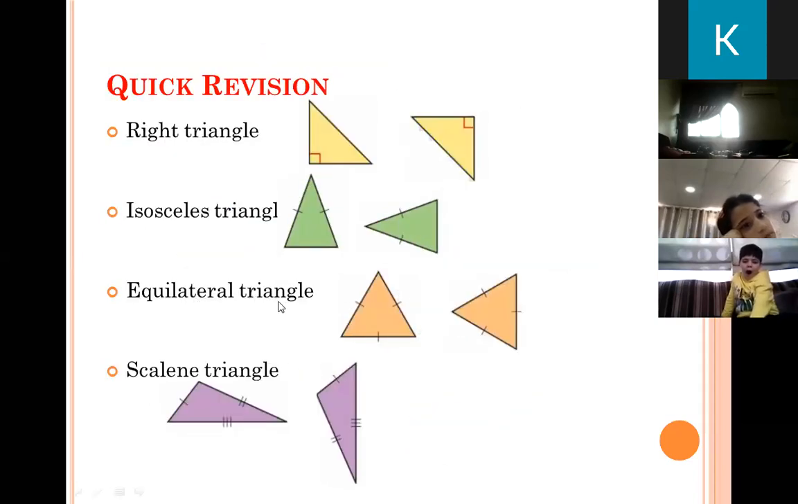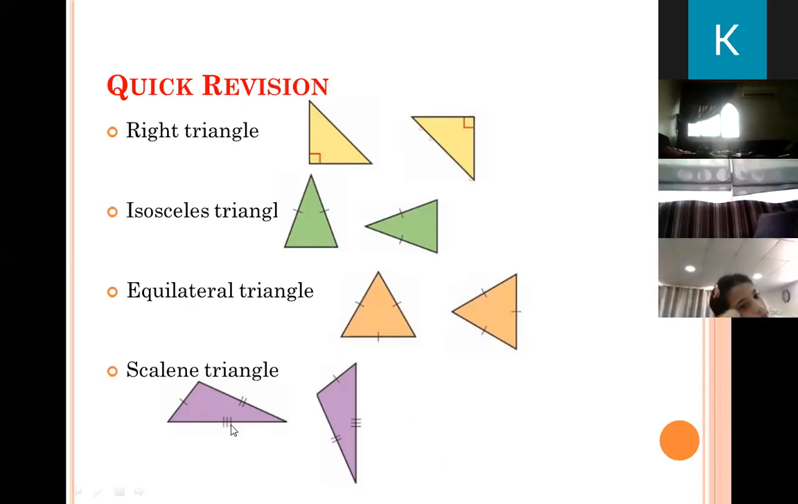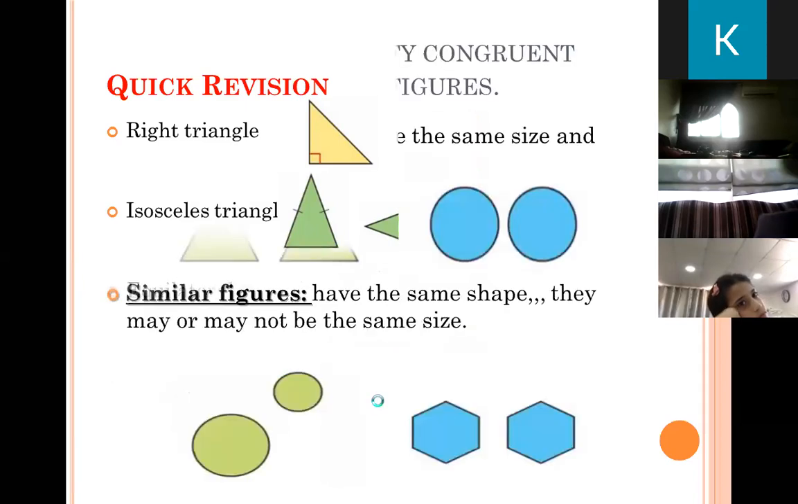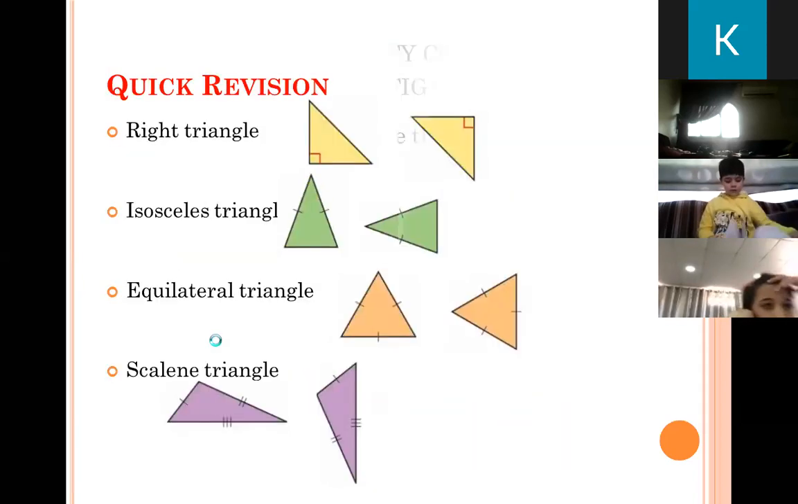Equilateral triangle. Look at the equilateral triangle. All sides of an equilateral triangle are equal in length. Look, all sides are equal. The last one, scalene triangle. A scalene triangle has no sides of equal length. No sides of equal length. Okay?